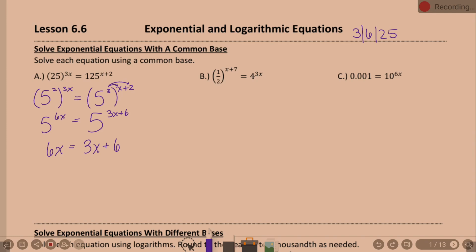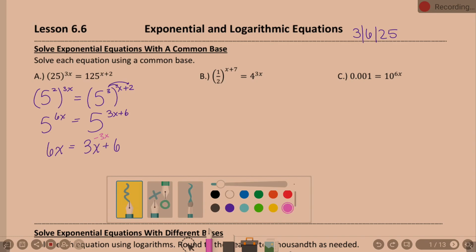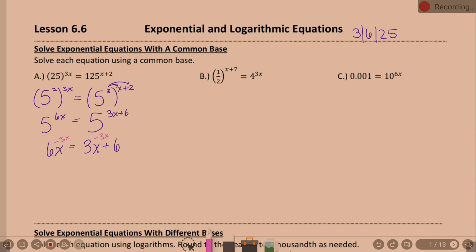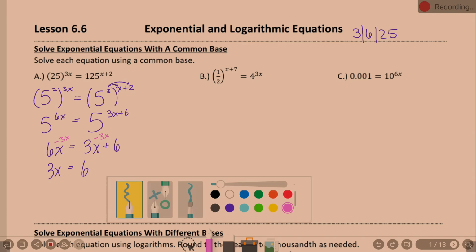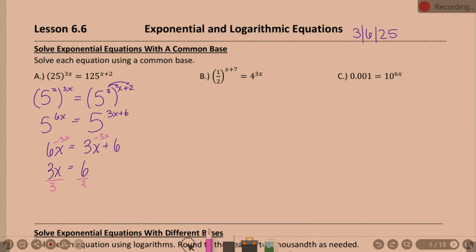Now solve this middle school level equation. You want to get your x's together on the same side, so we subtract the 3x. 6x minus 3x is 3x. 3x minus 3x cancels, leaving me with 6. If 3x equals 6, we divide by 3, and x is 2.